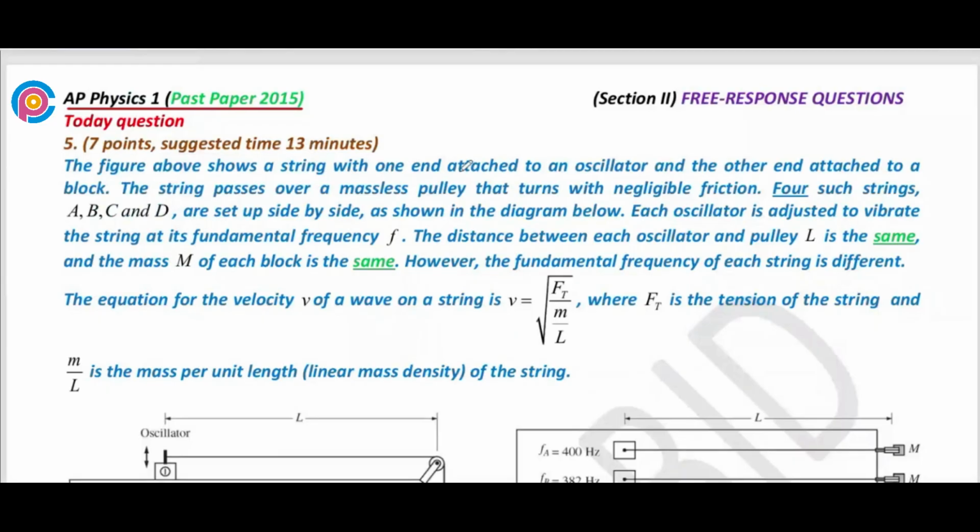Hi, we have the AP Physics 1 past paper 2015. We are discussing the free response question section. We have question number 5, which is worth 7 points.